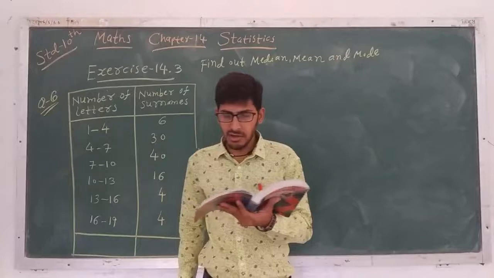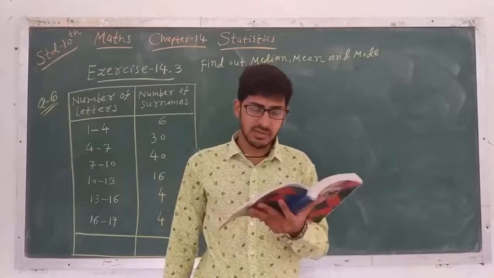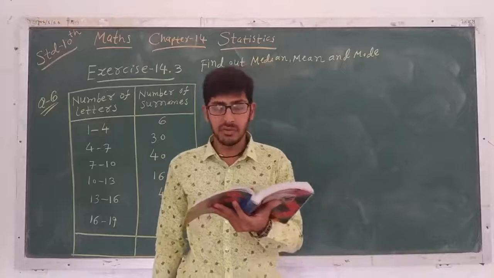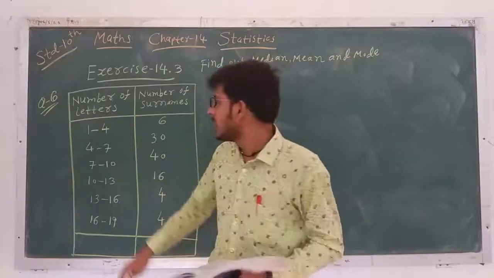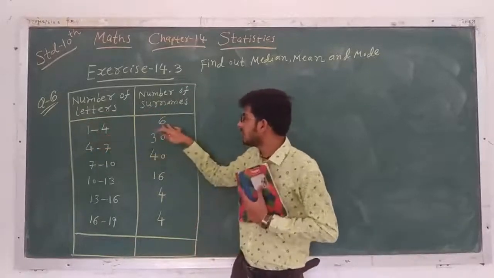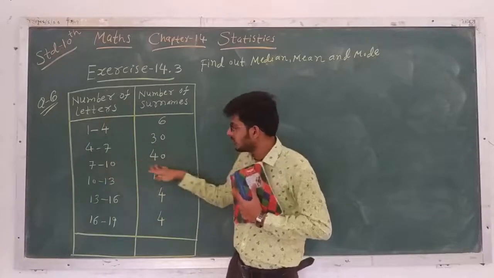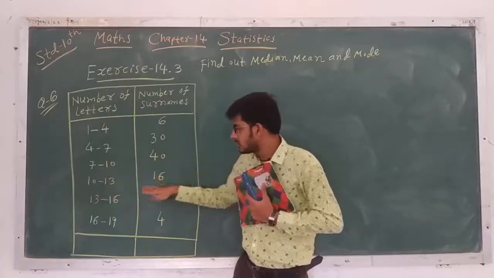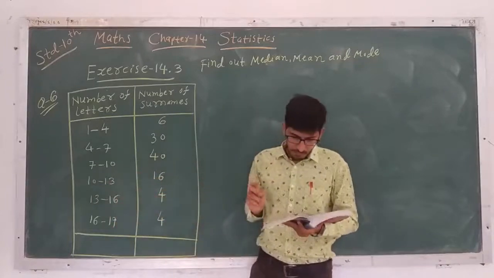100 surnames were randomly picked up from our local telephone dictionary and the frequency distribution of the number of letters in the English alphabets in the surnames was obtained as follows. So number of letters and number of surnames are given. 1 to 4: 6 surnames, 4 to 7: 30, 7 to 10: 40, 10 to 13: 16, 13 to 16: 4, and 16 to 19: 4.